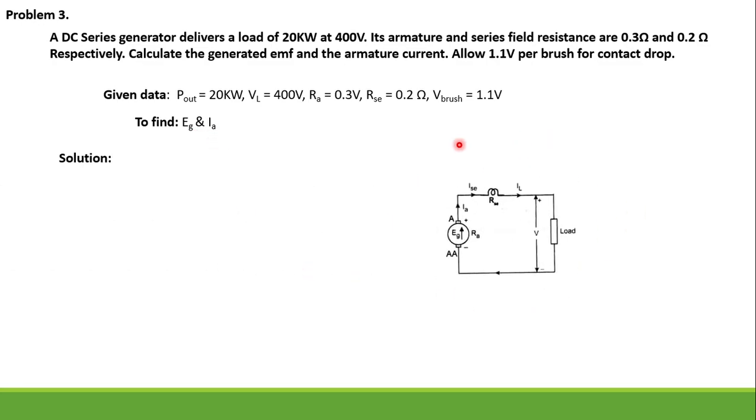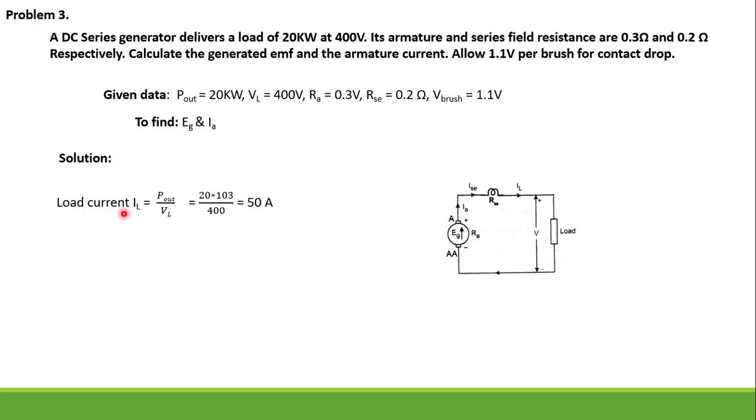This is for your kind reference. Circuit diagram of DC series generator, where armature coil, field coil and load are connected in series. Here current value will be same. In series connection, current value will be same. That is IA is equal to I series is equal to IL.